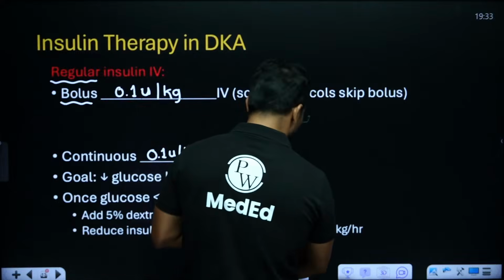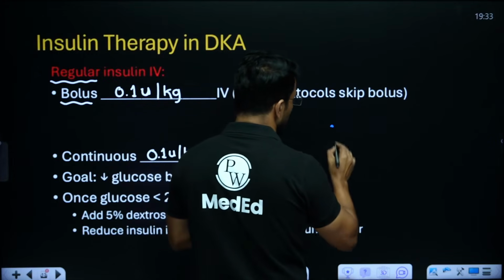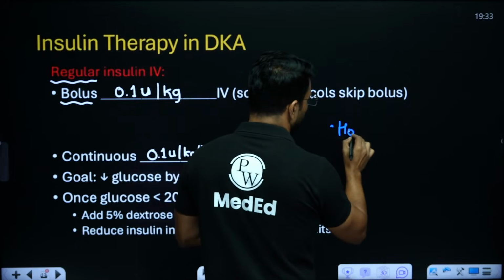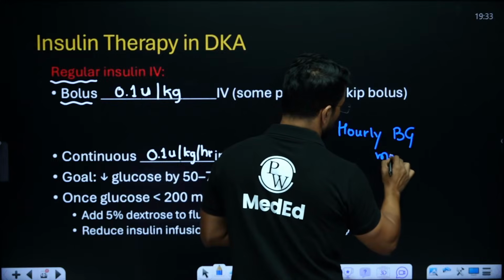If you are in a resource limited setting or in a periphery where hourly monitoring is difficult, then you can monitor it every 2 hours, right? Hourly blood glucose monitoring should be done.